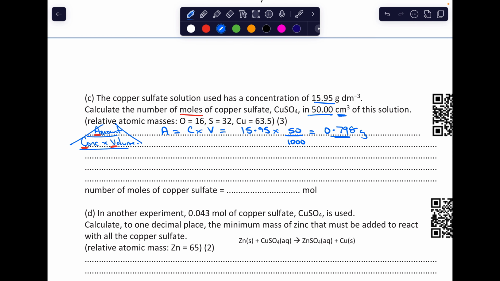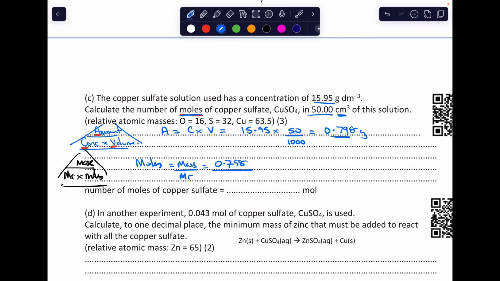And then the actual number it wants is to work out the number of moles of copper sulfate. Okay, so if we've got that many grams of copper sulfate, let's now convert that to moles. So to do this, we're going to use our Mr. Moles is underneath the mass. And to work out the moles, we're going to do the mass divided by the MR. So here, let's write that down. So we've got the mass divided by the MR. So the mass is this 0.798.